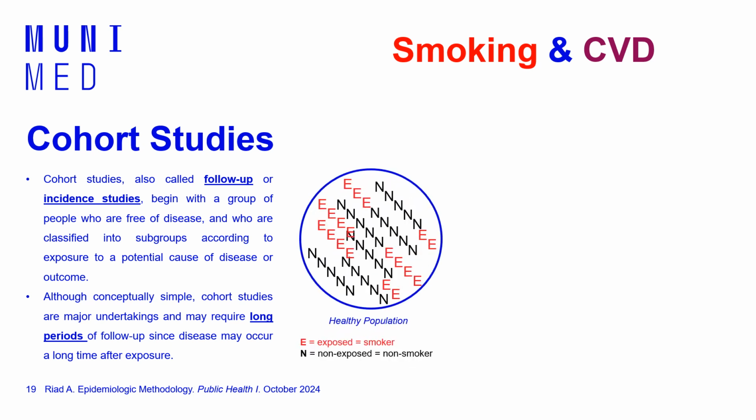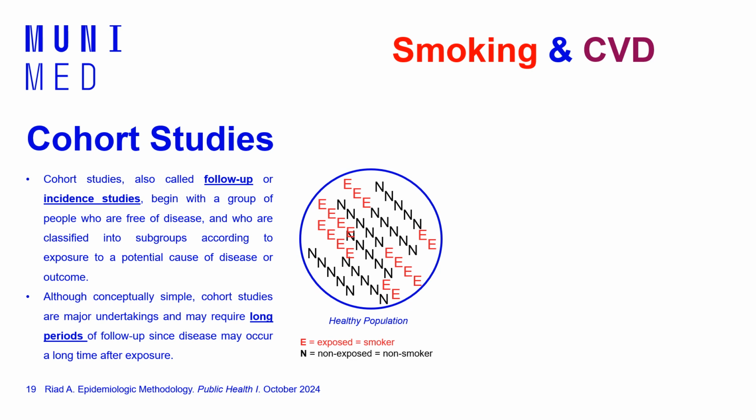And let's say that we had a healthy population. Everyone was healthy at this time. Nobody had cardiovascular disease. Yes, there could be people who had cardiovascular disease, but we will not look at them when we start our study. We will focus only on the healthy population.